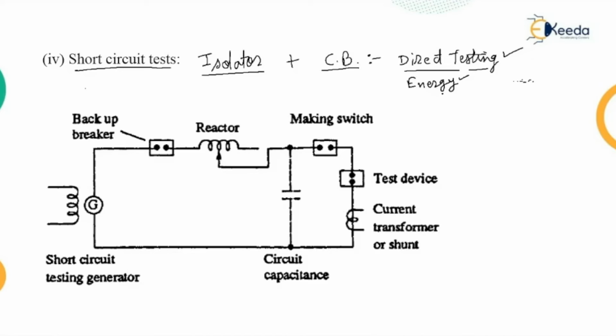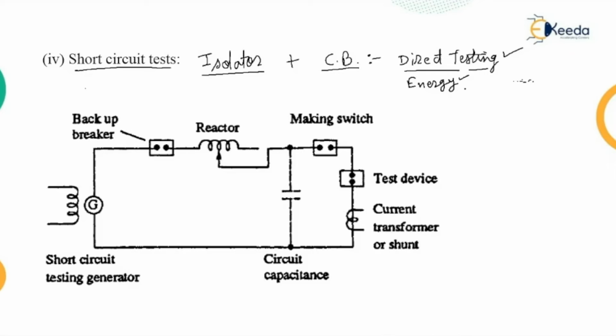As I said, that low energy condition is to be there. Then extra inconvenience and expenses in installation of controlling and measuring equipment in the field. So therefore, this is the disadvantage of using direct testing. Then direct testing in short circuit test laboratories. So that can be done in the laboratories.